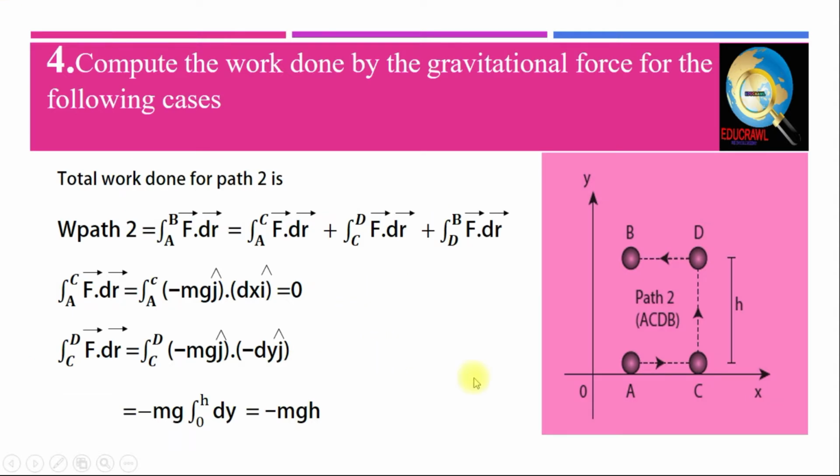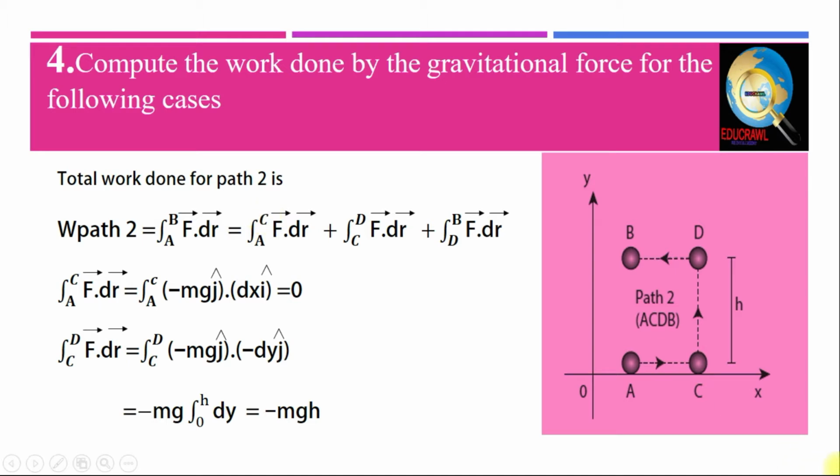Next, if you see the second path, instead of moving from A to B directly, the object is moved from A to C, then C to D, then D to B. So the total work done in path 2 is given by the integral from A to B of F dot dr, equal to the integral A to C of F dot dr, plus the integral C to D of F dot dr, plus the integral D to B of F dot dr. So you have to find the three values separately, then add them to get the total work done. First, let us find the work done from A to C.